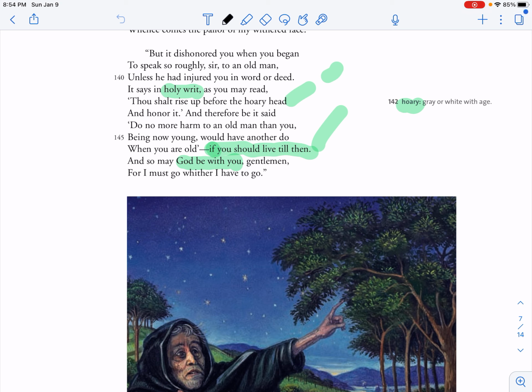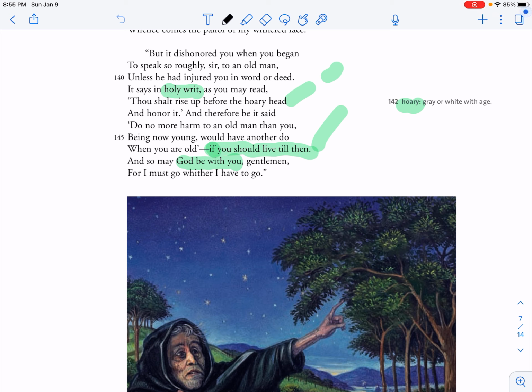this old man here kind of chastises the three rioters for being rude to him. "But it dishonored you when you began to speak so roughly, sir, to an old man, unless he had injured you in word or deed. It says in Holy Writ, as you may read, 'Thou shalt rise up before the hoary head and honor it.' And therefore be it said, do no more harm to an old man than you, being now young, would have another do when you are old, if you should live till then." And I love that line. I highlighted it. "And so may God be with you, gentlemen, for I must go whither I have to go."